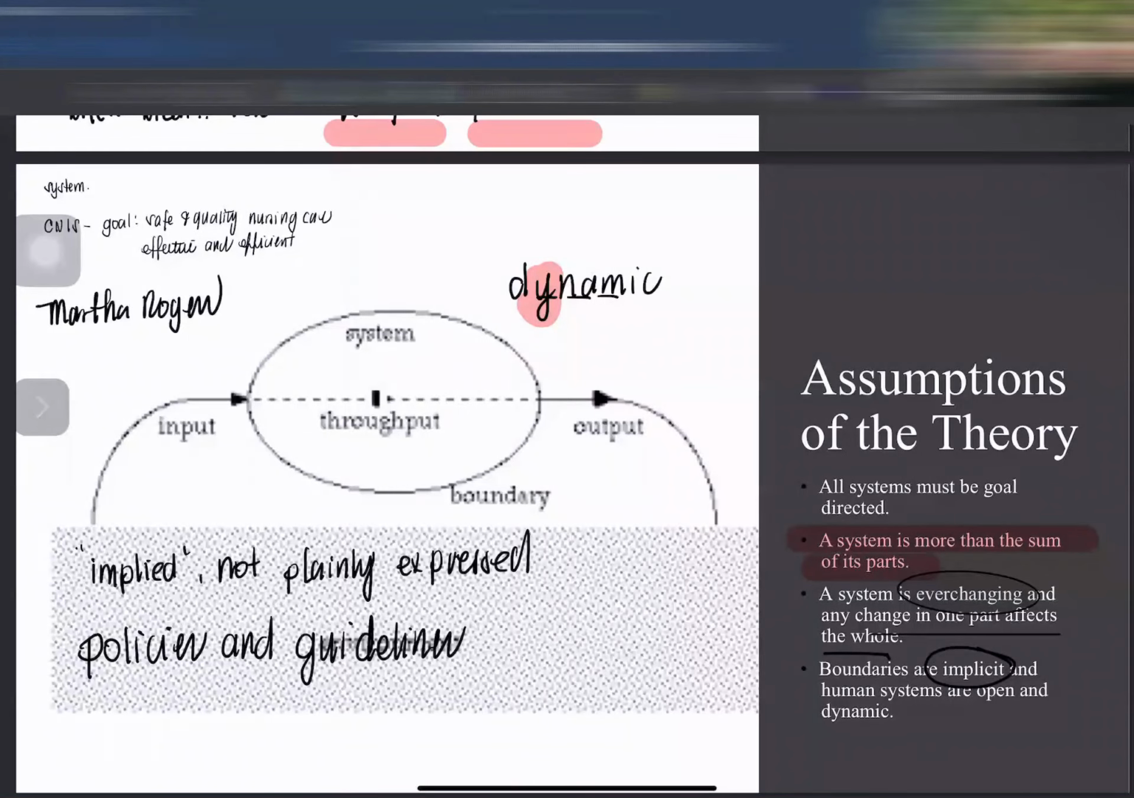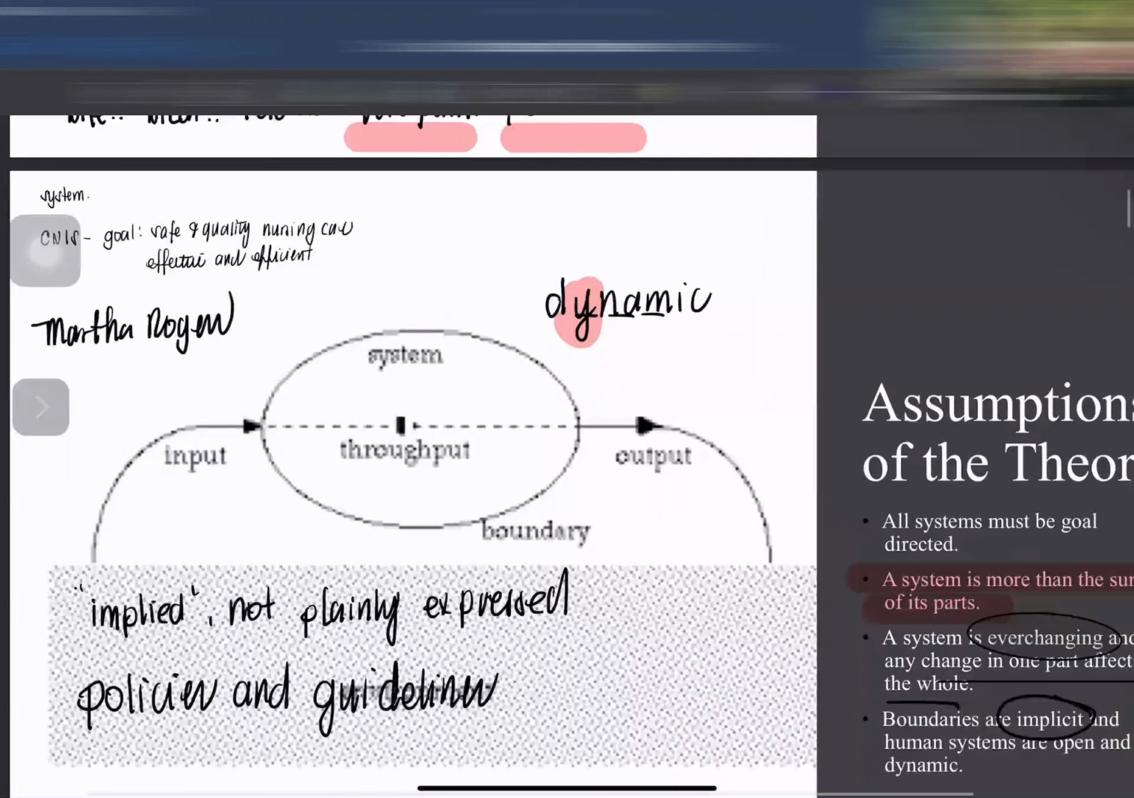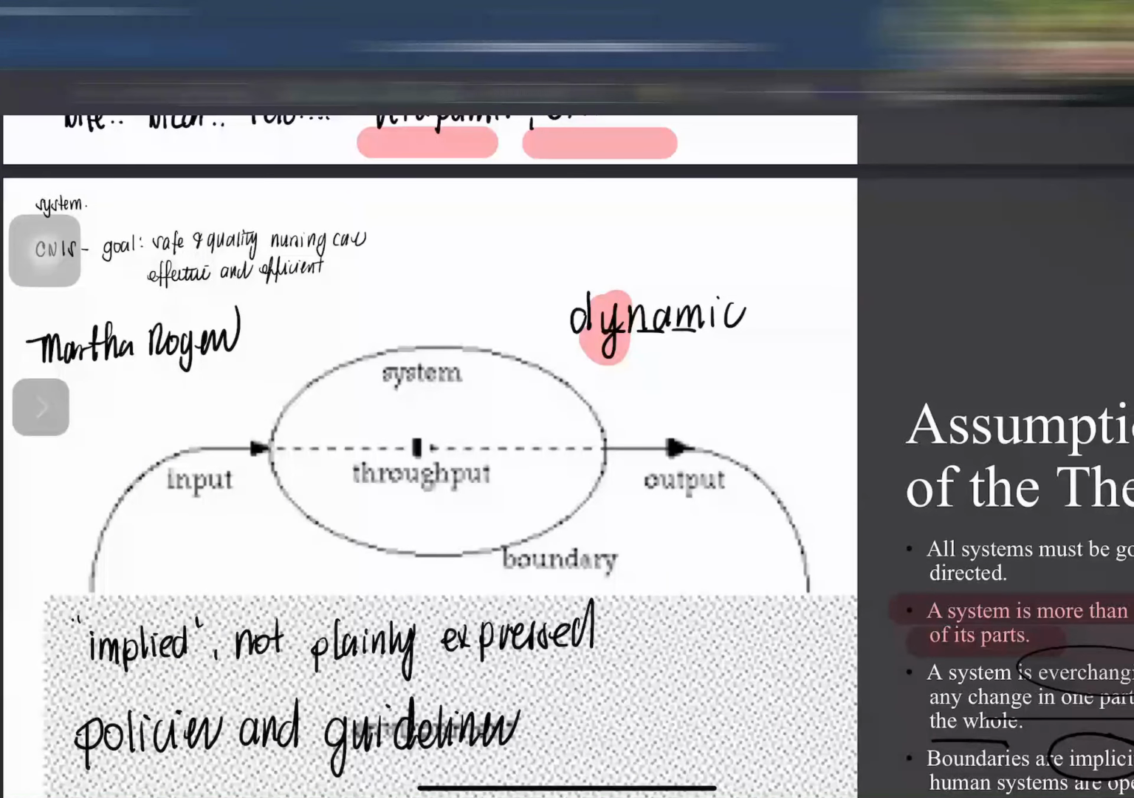Okay, future nurses, this discussion is on general systems theory and how it connects to your nursing informatics, and basically to safe and quality nursing care and to effective and efficient care. As I have mentioned, when you talk about general systems theory, the main goal of your system is to improve the care that you are delivering.